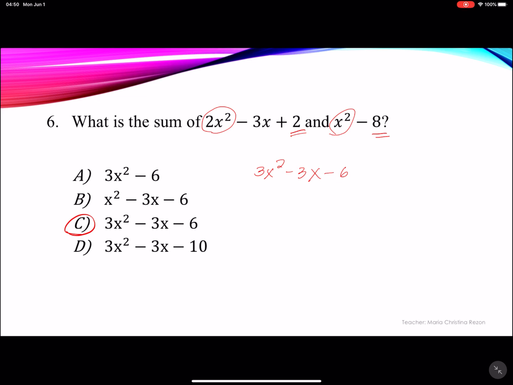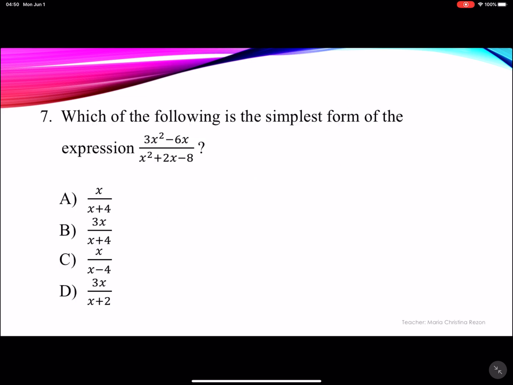Then let's have the 7th question. Which of the following is the simplest form of the expression 3x squared minus 6x all over x squared plus 2x minus 8? Remember your lesson in factorization. So you have to factor each of this expression to be able to simplify.